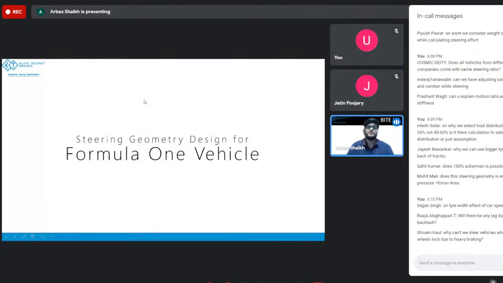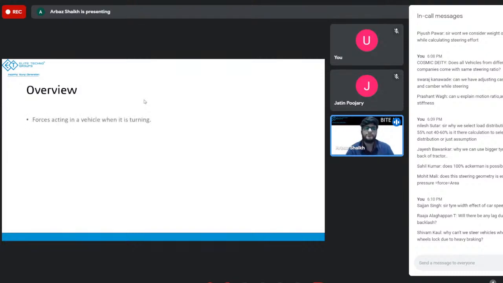Okay, so moving on to the steering geometry design for a Formula One vehicle. This is what we were waiting for. Now we have gone through the basics of steering and the basic calculation of steering. Now we'll be doing a little bit more advanced calculation, and you can understand these calculations on the basis of the previous calculation. So we'll start with the overview.